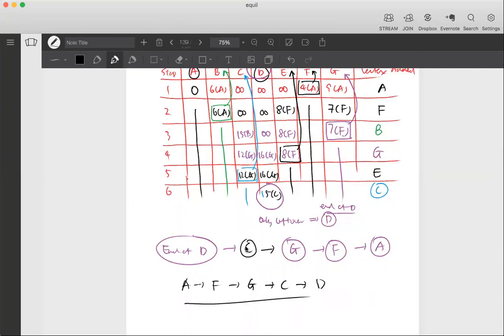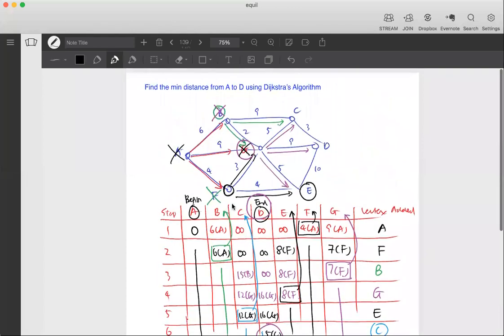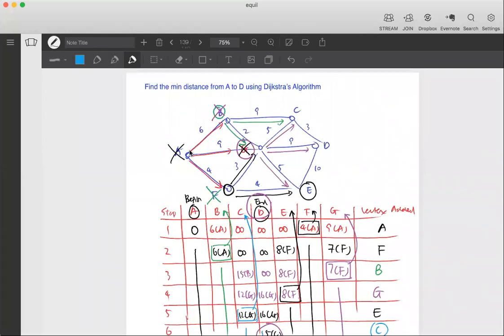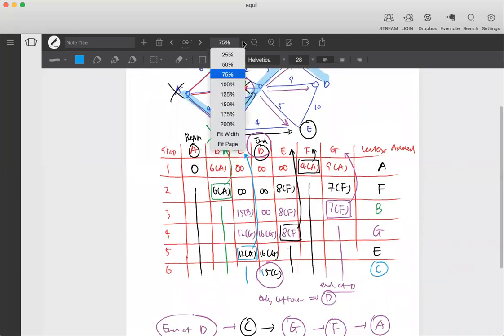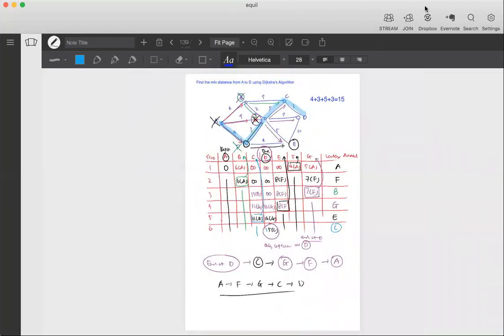Let's label the minimum path on the diagram. The minimum path is to go from A to F, which goes to here, and then F to G, which goes to here, and then G to C, which is here, and then C to D, which is here. Then we can calculate the minimum path. It's going to be 4 plus 3 plus 5 plus 3, which gives us 15. And you can clearly see this is exactly the same as the 15 from C. We write it down here. And so that's the final answer for this question.